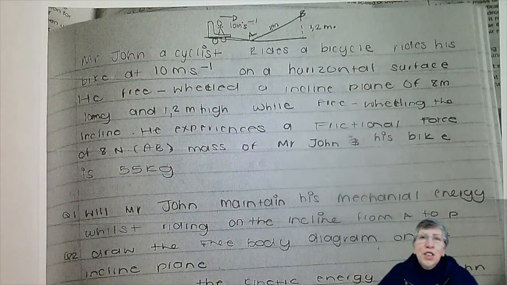Right, the first question today we are going to do is one that is sent in by Japan. It says, Mr. John, a cyclist, rides a bicycle and he rides his bicycle at 10 meters per second. Now, guys, when you start off with a question, immediately start doing a drawing. There's a nice one, but let's do our own.